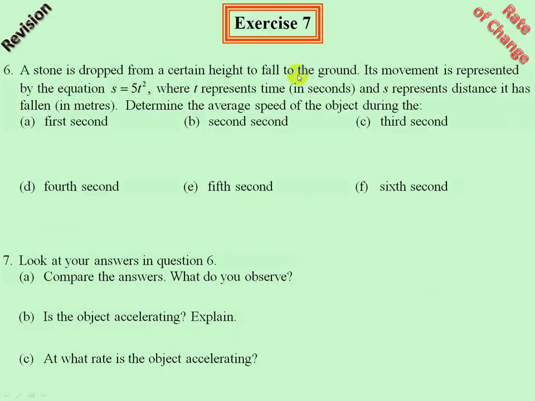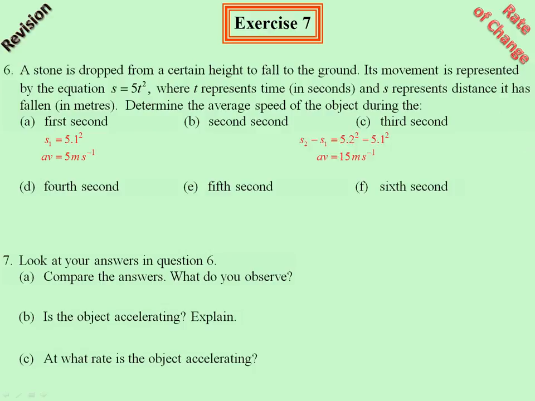Stone dropped from a certain height to fall to the ground. Movement represented by s equals 5t squared, where t is the time in seconds, and s represents the distance it has fallen in meters. Now, in each case, first, second, third, fourth, fifth, sixth. So we're going to have to do that subtraction from the second. First one, substitution. S2 minus S1. S3 minus S2, because we're not finding the distance traveled in 3 seconds, just in the third second. S4 minus S3, etc. So there we are.